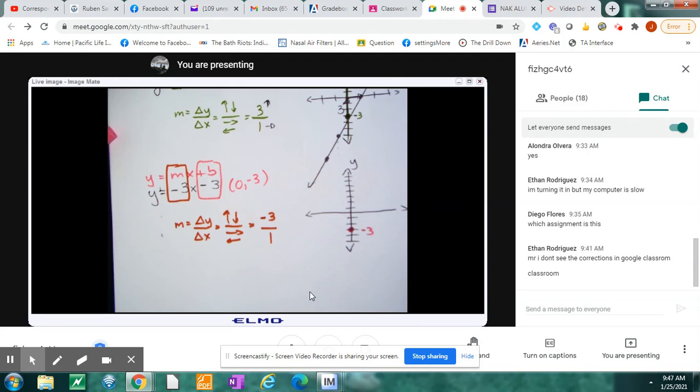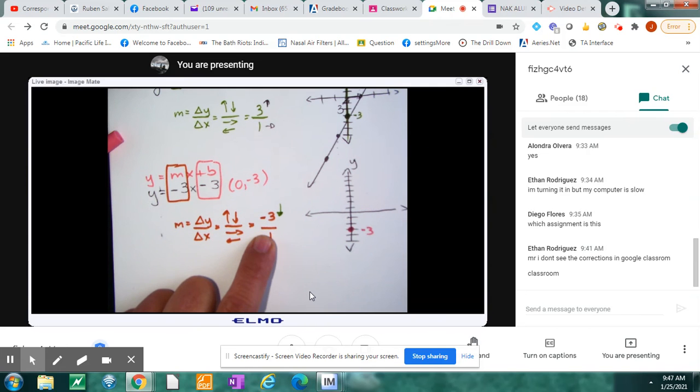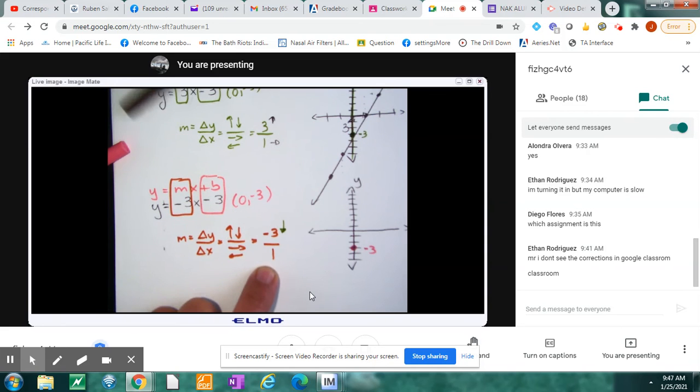What are you going to do? Because it's negative, you're going to fall. Yes, you're going to go down. This is where kids get confused right here. And then positive, you're still going to the right, just like over here.